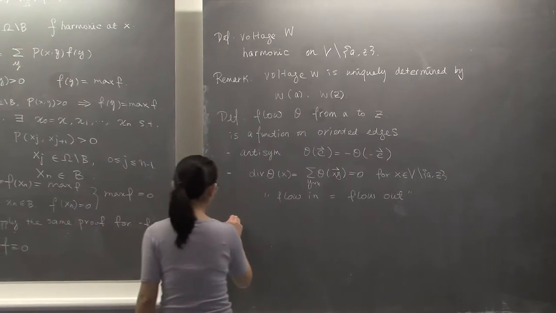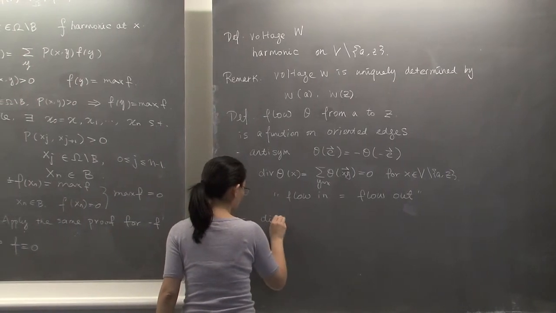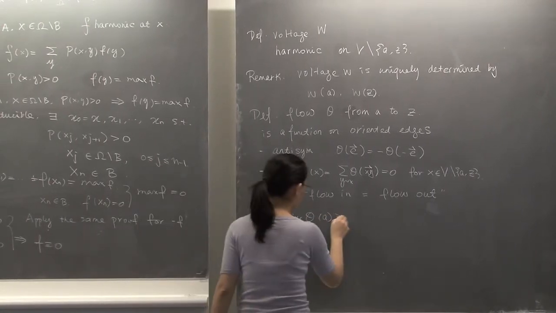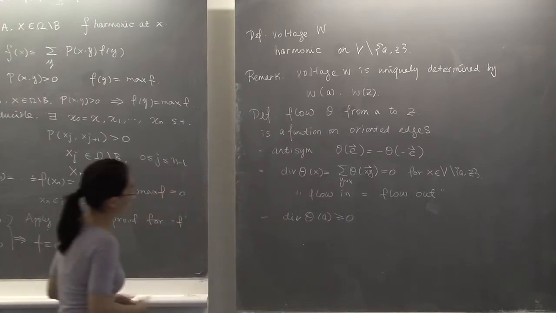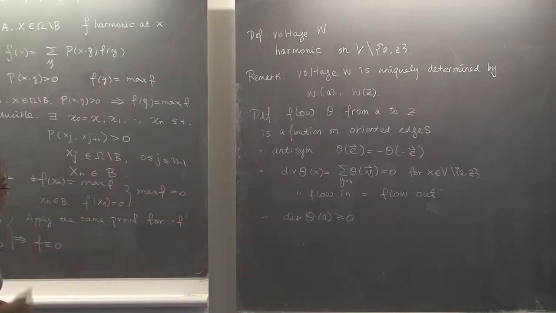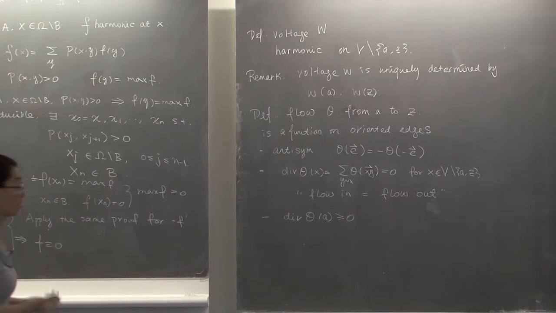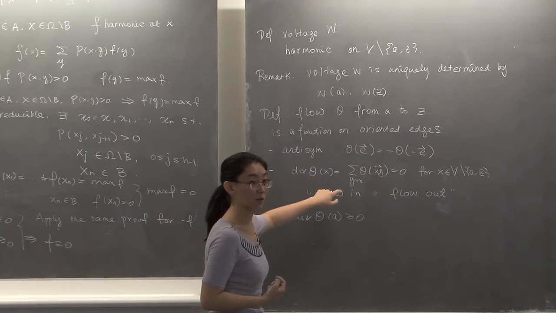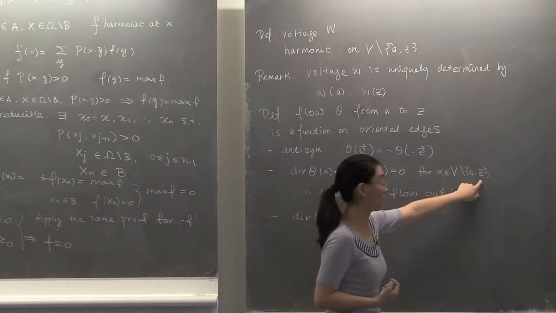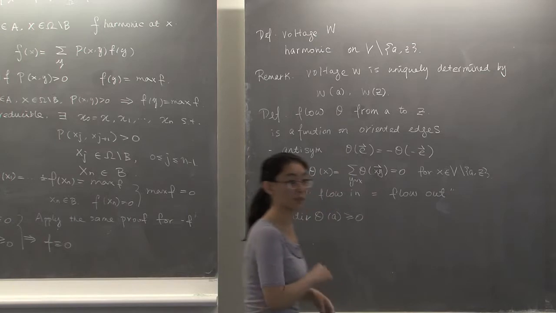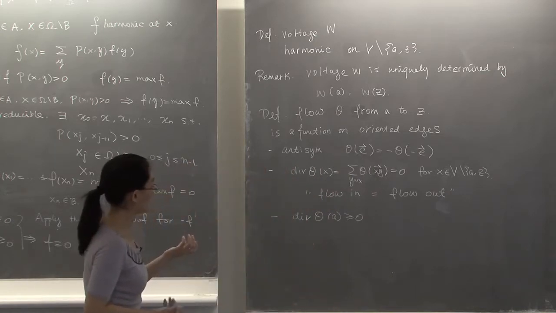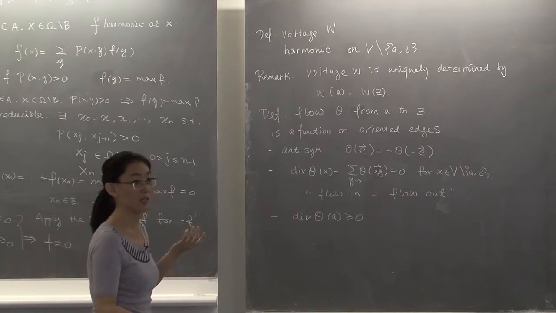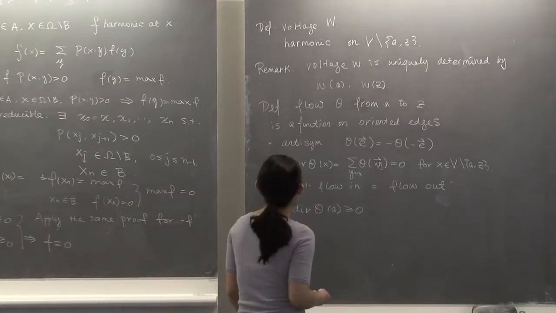And the third property, the divergence at the source is positive. So of course, this means that at the source, we have flow out. And for vertex outside the source and the sink, flow in equals flow out. And finally, at the sink, we only have flow in. So this is a network. We have a source, so there's a flow out. And then finally, all the current will flow to the sink. Okay, so this is flow.